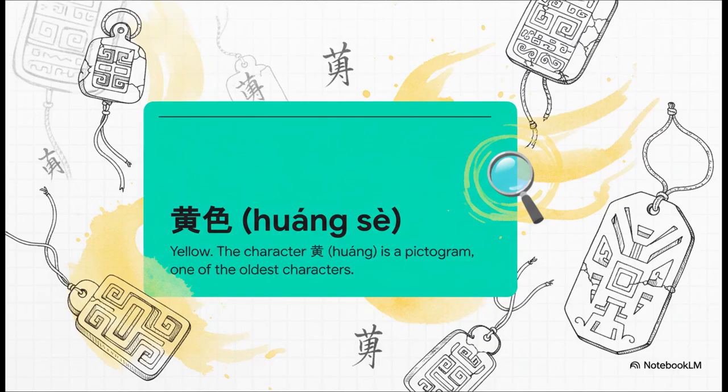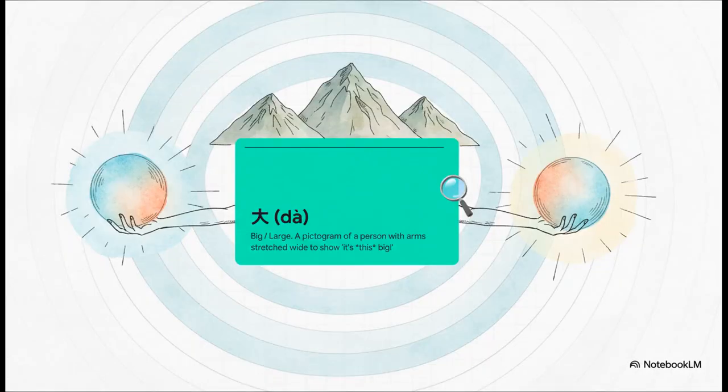And here we have 黄色, yellow. Now the character huang, huang, is just fascinating because it's what we call a pictogram. The earliest forms of this character are thought to have been an actual drawing of an object, maybe a decorative piece of jade that you'd wear on a belt. It's one of the oldest characters, and it represents a core concept visually. Pretty cool, right?